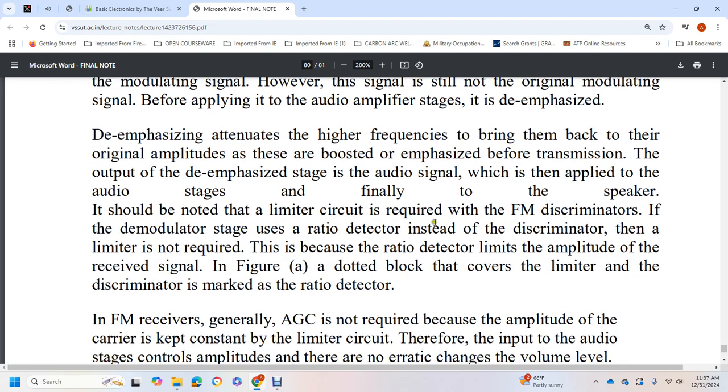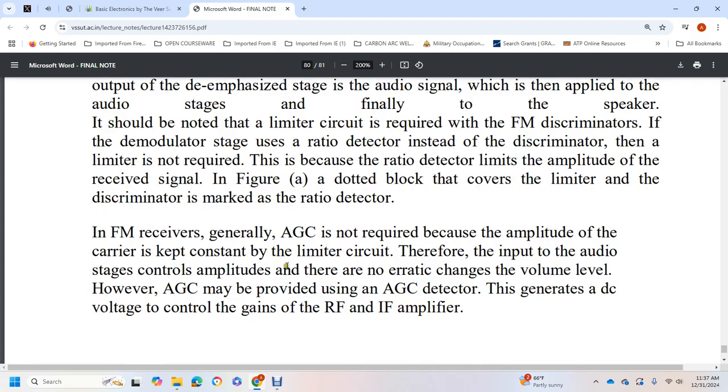If the demodulator uses the ratio detector instead of the discriminator, then the limiter is not required, because the ratio detector limits the amplitude of the received signal. In Figure A, the dotted block covers the limiter with the discriminator, marked as the ratio detector. In FM receivers, general AGC is not required, since the amplitude of the carrier is kept constant by the limiter circuit, so the input to the audio stage is controlled in amplitude and there is no erratic change of volume level. However, an AGC detector may provide a DC voltage to control the gains of the radio frequency and IF amplifiers.